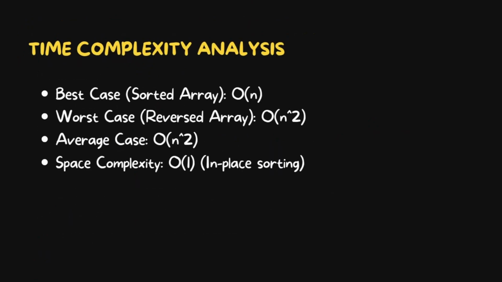In the best case, it is order of n. In the worst case, it is order of n square. And also in the average case, it is order of n square. And the space complexity is order of 1. For small or nearly sorted arrays, insertion sort is very fast. But for large random arrays, the quadratic time complexity makes it slower.